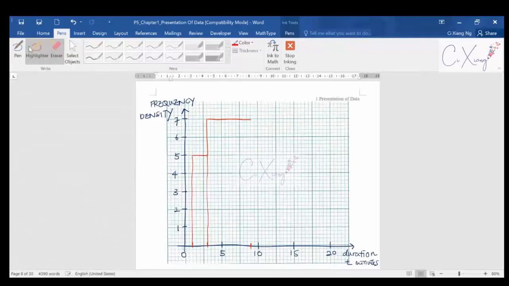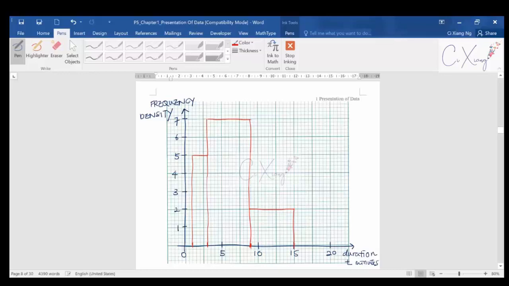I'm trying my best. So this is the second bar. It is fatter actually. Can you see that? Then after that, the third bar is from 9 until 15, and the height is 2. So until 15 and the height is 2. Very easy to draw this one. Until 15.